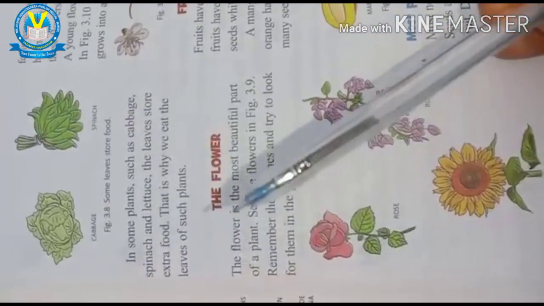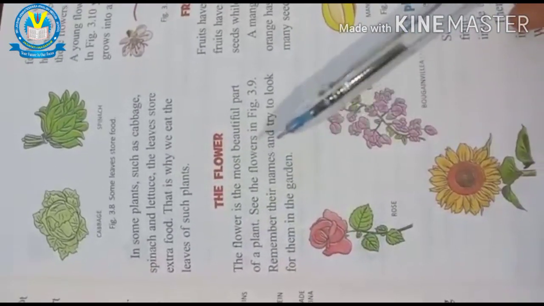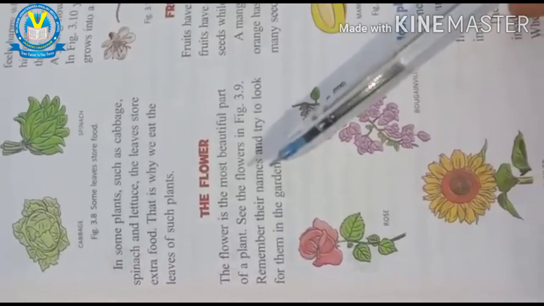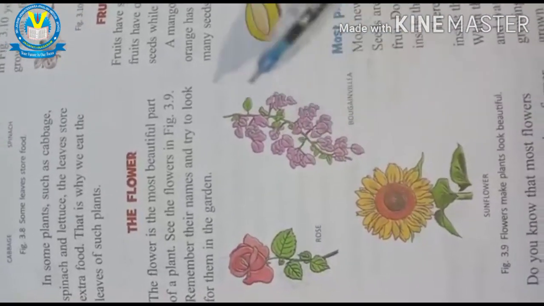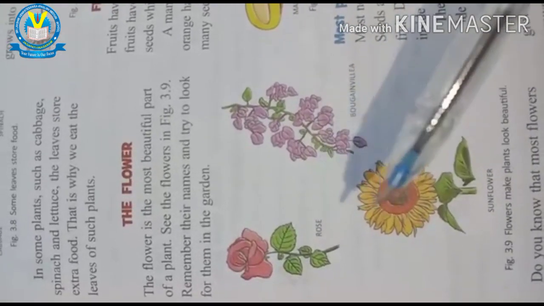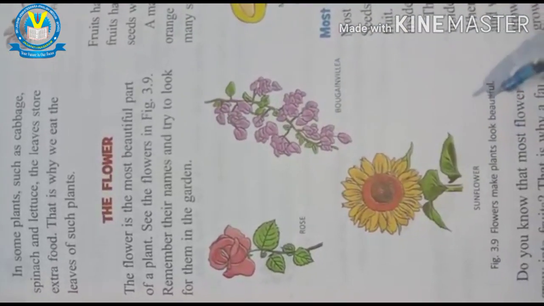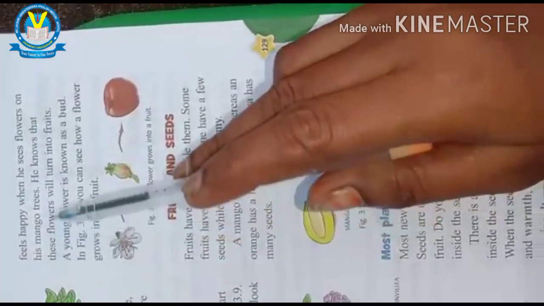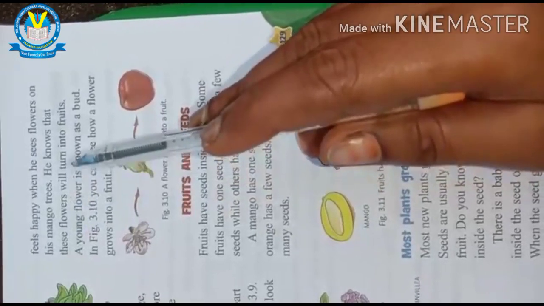Flower. The flower is the most beautiful part of a plant. Remember their names and try to look for them in the garden. If you have them at home, look at this rose. Now a sunflower and bougainvillea. The flowers make the plant's owner feel happy when he sees flowers on his mango tree. He knows that these flowers will turn into fruits.